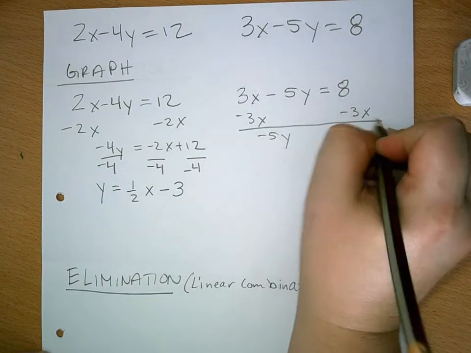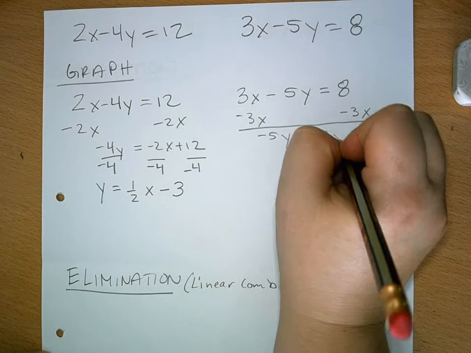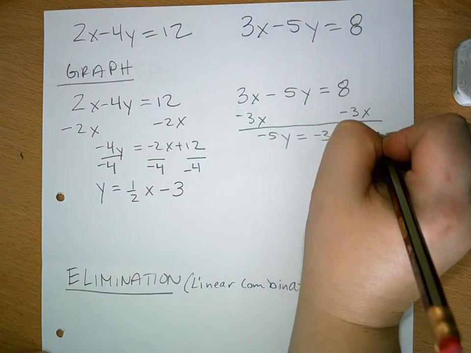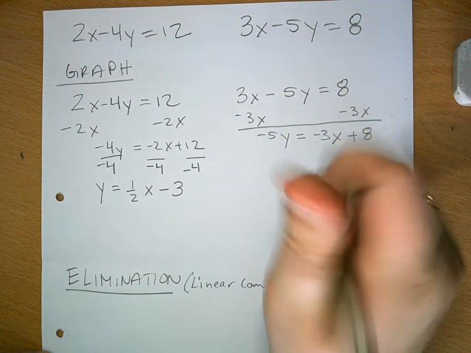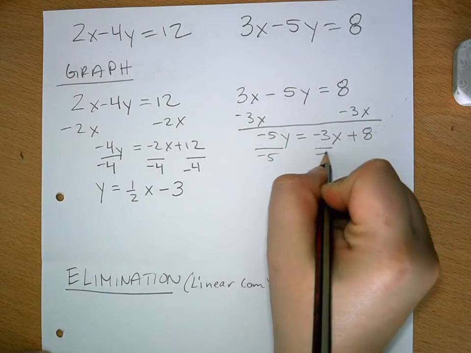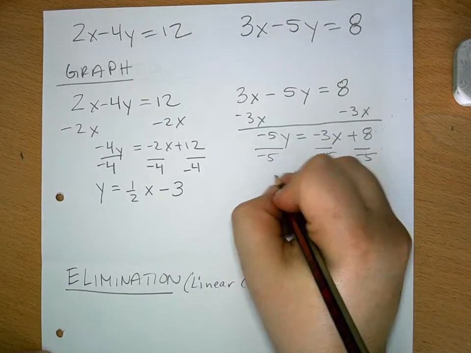Now, this one, we're not going to be afraid of the fractions that result from the slope-intercept form. We are going to show that every single term gets divided by this -5 here.